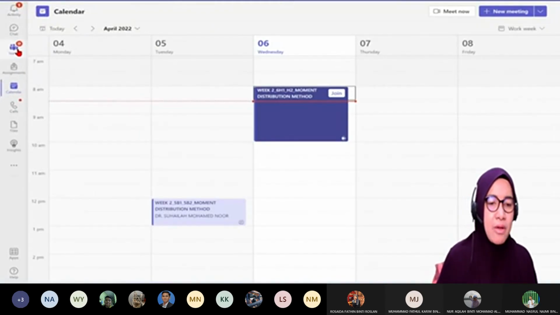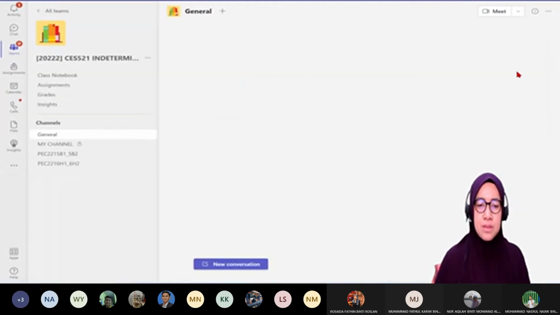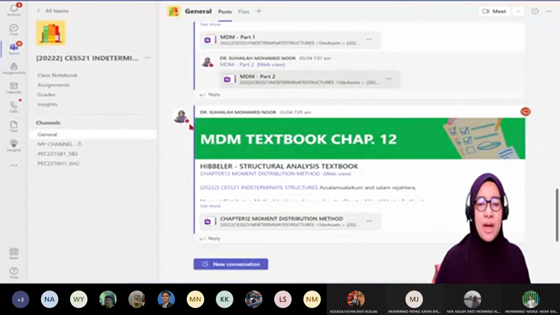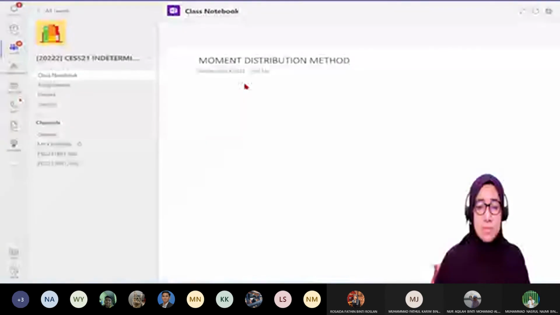I have created your class notebook under this Teams. Under Teams CS 521 20222, you can find the class notebook here. And class notebook is actually OneNote. So if you use a handphone, you have to install OneNote on your handphone.